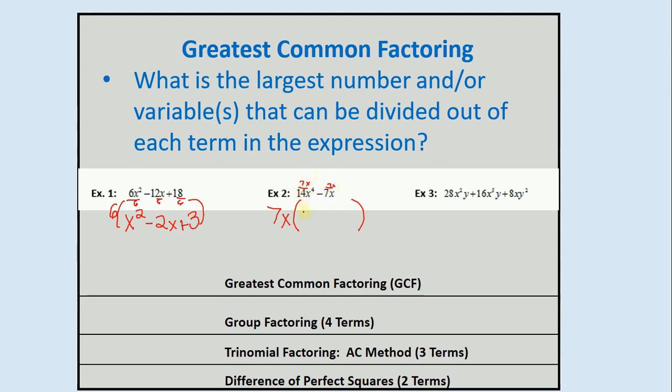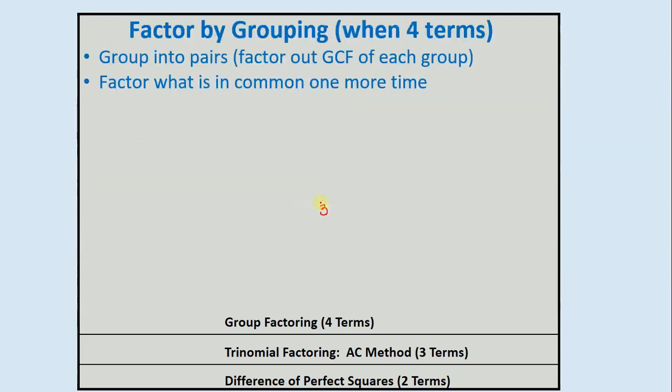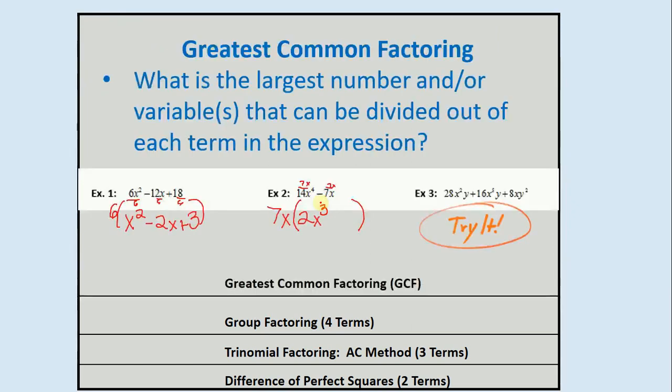So 14 divided by 7, that's a 2. And there will be 3 x's left, because if I take x to the 4th and I divide that by x, technically that's going to cross off 1 x here, so I'll be left with x cubed. 7 divided by negative 7 is negative 1, and then the x's will cancel themselves out. Always make sure, if I distribute this back in, you should get what you started with. That's the coolest thing about factoring: if you remultiply, you should get the same answer back.